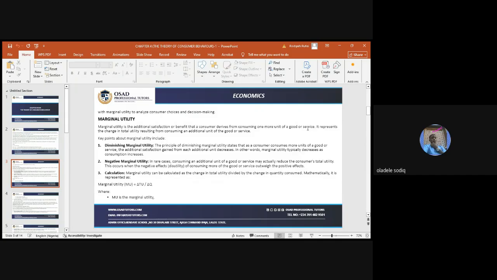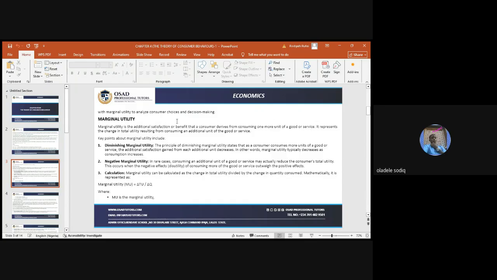Marginal utility is the extra unit that we consume. Unlike total utility, which is the aggregate of the utility that we derive from taking a commodity, marginal utility comes after you must have attained total utility. So the extra units that you take is what we refer to as what? Marginal utility. So when we're talking about marginal utility, you can also say it represents the change.